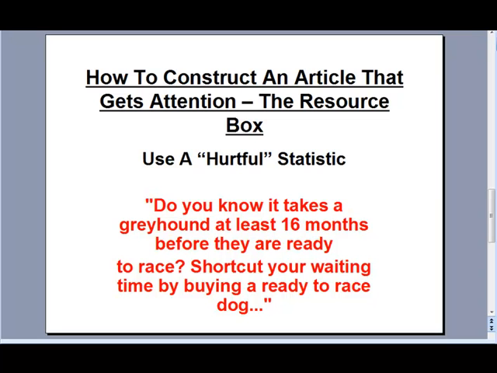So here's the solution. Shortcut your waiting time by buying a ready-to-race dog. So instead of waiting 16 months for them to be able to collect on their investment, I'm giving them a solution of buying a greyhound that's ready to race so they can get started straight away. So that's what I mean by a hurtful statistic. This may take a little bit of practice, but once you get this particular method right, if you can get readers down to your resource box and they read something like that, they will be clicking through to your article more often than not. So that's a very powerful method of getting attention in the resource box, the hurtful statistic.